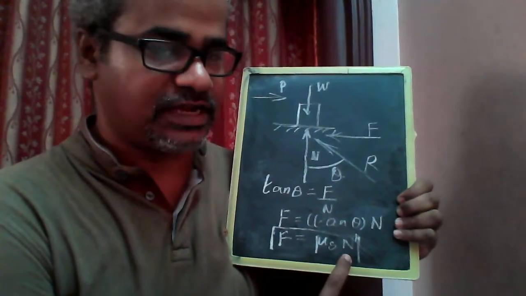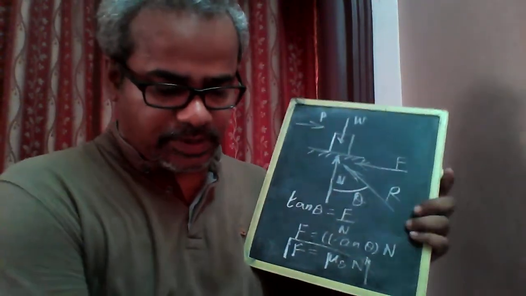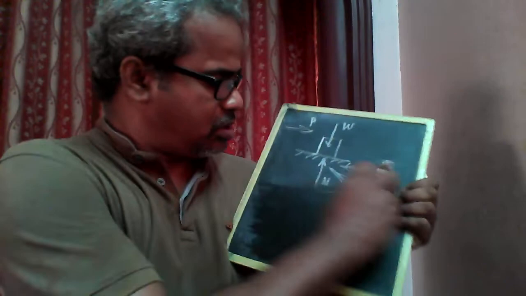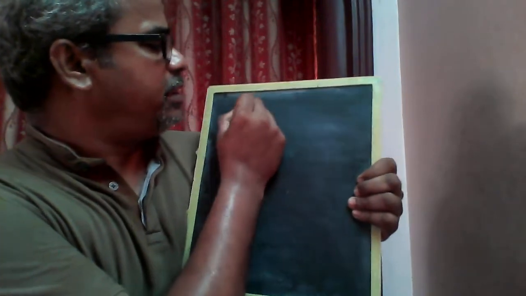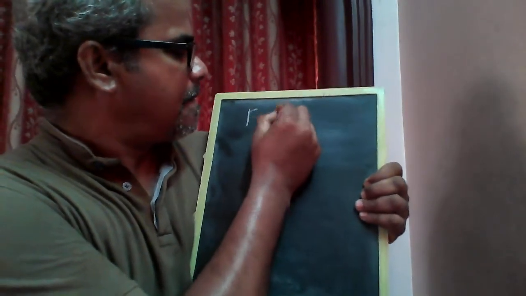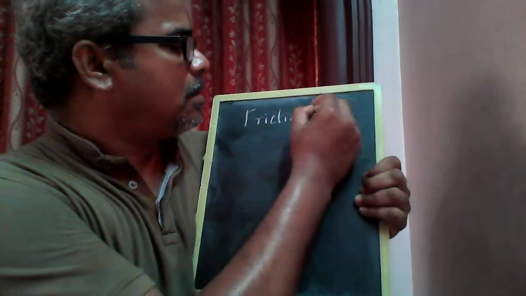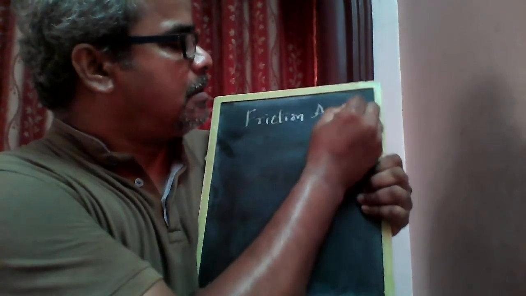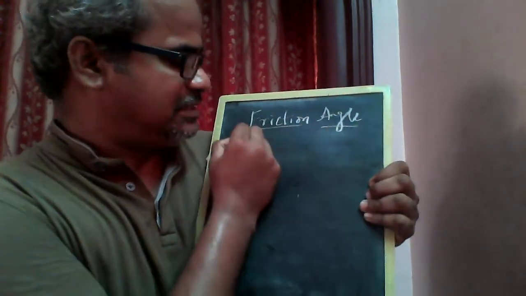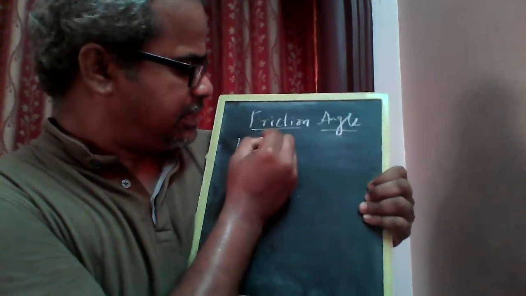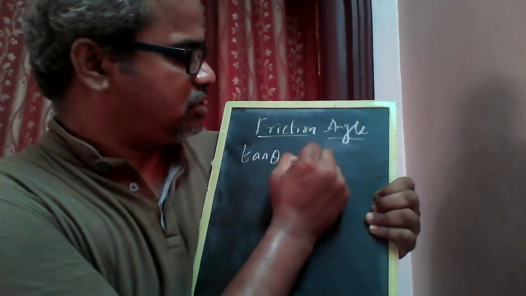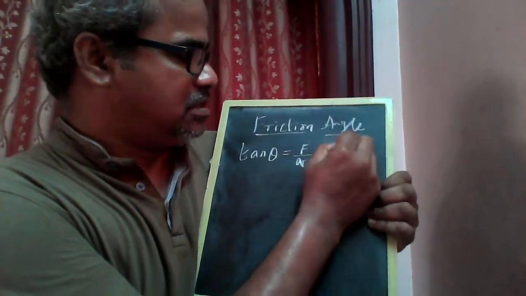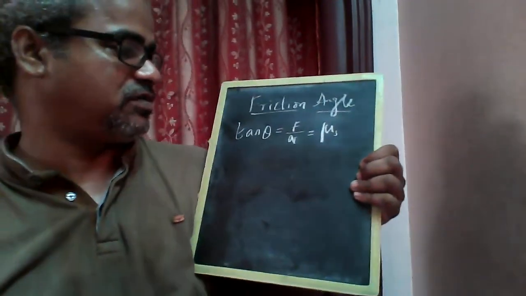Coming to friction angle. What is friction angle? Already you know that it is tan theta. Tan theta is equal to F by N, which is equal to mu S. Theta, we call it as friction angle.